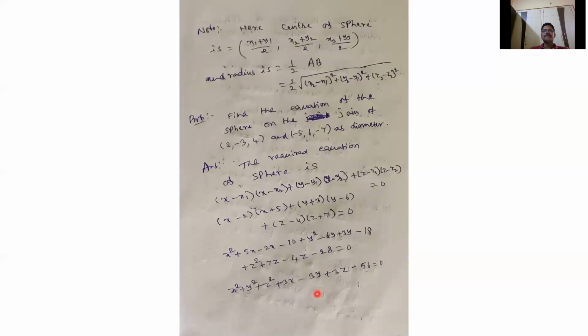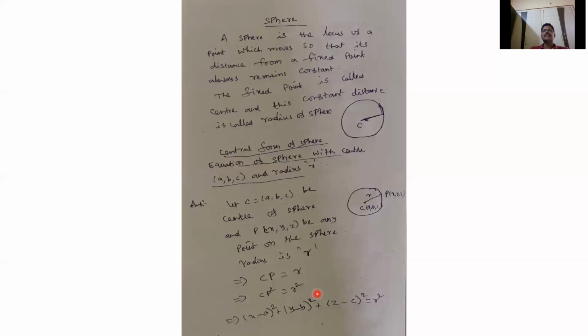So finally, sphere means the locus of all points which are at a constant distance from a fixed point is called a sphere. So simply, a sphere is the locus of a point which moves so that its distance from a fixed point always remains constant. This constant is called the radius and the fixed point is called the center.